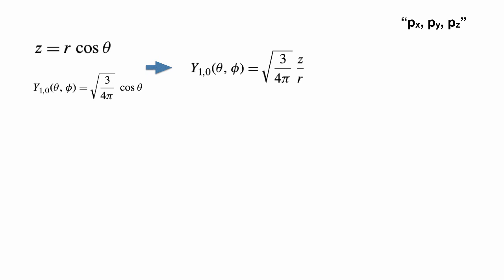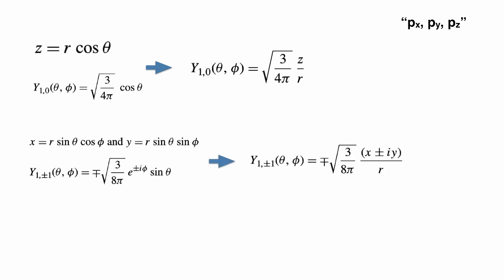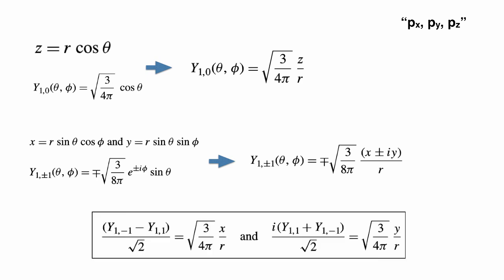Unfortunately, the other two states, Y1 minus 1 and Y1 plus 1, are not exactly x and y states. In order to get them, we need to actually calculate a superposition of two states. And the way you look at it, and again, this comes from the equation on the previous slide, is that Y11, for example, involves both x and y. And Y1 minus 1 also involves x and y. And obviously, the px and py states that we obtain from x over r and y over r can be obtained by linear combination of the Y1 minus 1 and Y11.